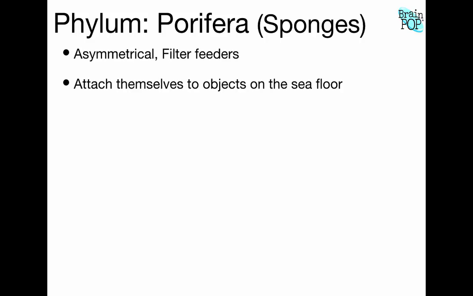So one phylum, the first, and these are the simplest animals, the simplest invertebrates. They're sponges. The actual name of the phylum is called Porifera. Porifera. And the sponges, things like this. Have you seen these kinds of things before?